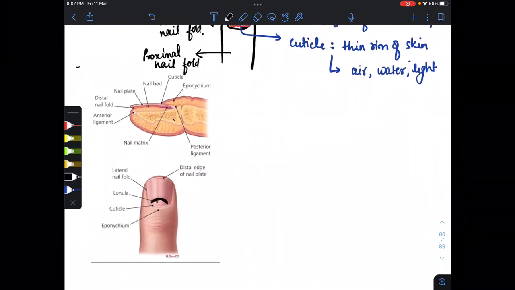Here in the image it is half moon shaped, so it is the lunula, and here our thin rim of skin is present, which is known as the cuticle, and this is the lateral nail fold, and this is the distal edge of the nail plate.